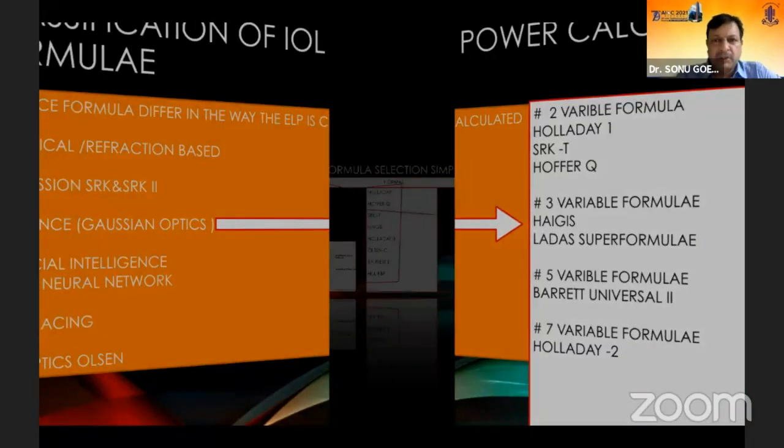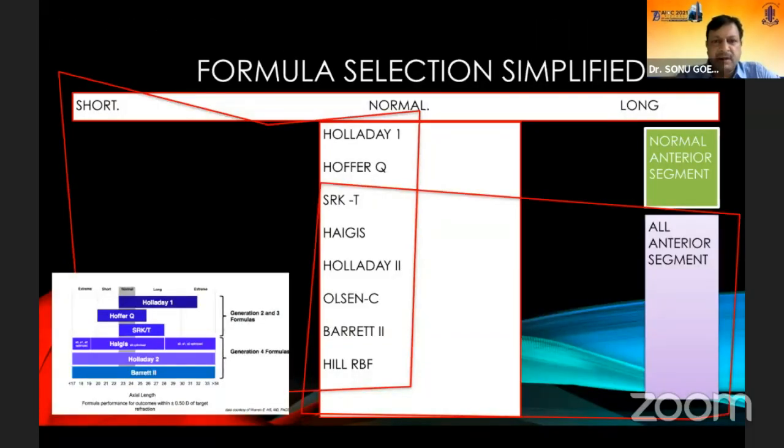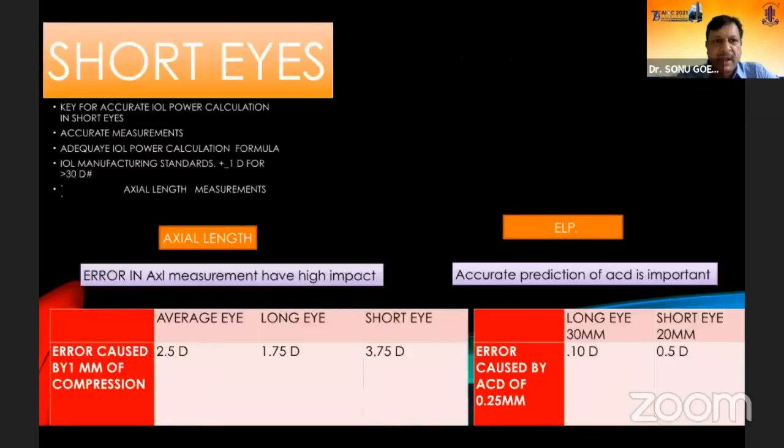Now, when you talk about the short and the long eyes, the various formulas boil down to: for short eyes, the Holladay 1 and the Hoffer Q, which are very specific for short eyes, and for long eyes, the SRK/T, Haigis, Holladay, Olsen, Barrett 2, and the Hill RBF. Now, what happens in short eyes? The key for accurate IOL power calculation in short eyes is accurate measurements and adequate IOL power calculation formulas.